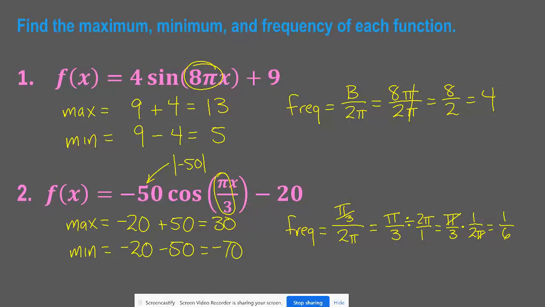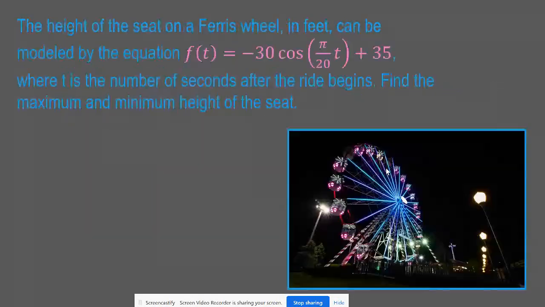Okay, so that's maximum, minimum, and frequency. And like I said, the main way we want to use this is with word problems. So we're going to do a few things with this situation with a Ferris wheel. It says the height of the seat on the Ferris wheel. So you sit on your seat in the little car on the Ferris wheel, and that seat is at a certain height. And once the Ferris wheel starts, the height's going to change because you're going to be going up and then around and then down again. And so it's modeled by this function right here. So t is our variable, and t is the number of seconds after that Ferris wheel starts.